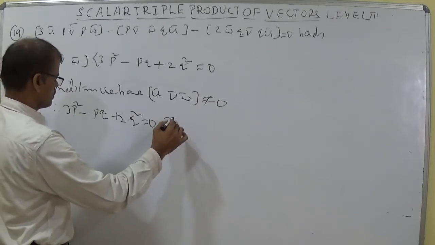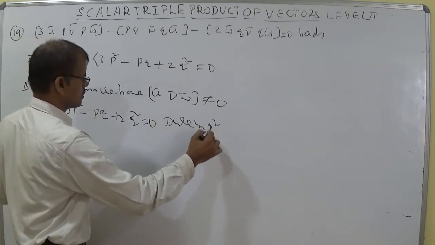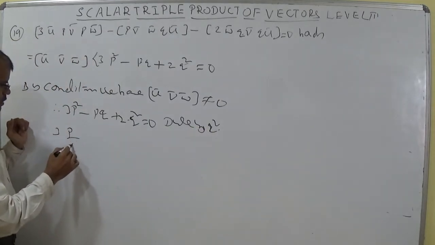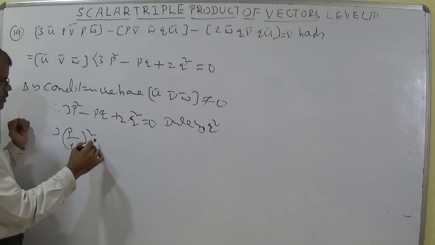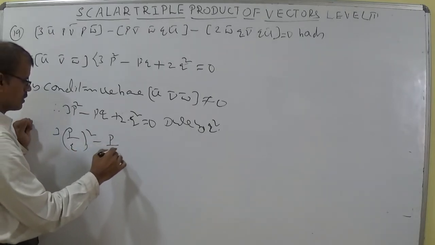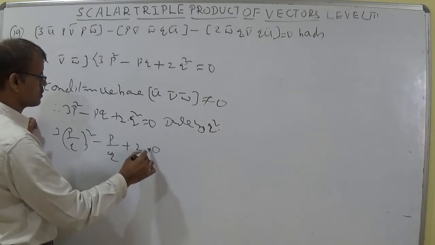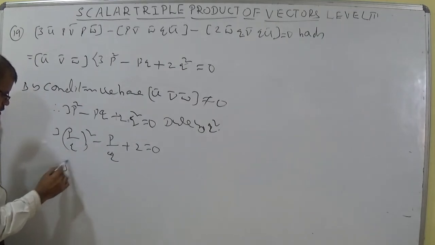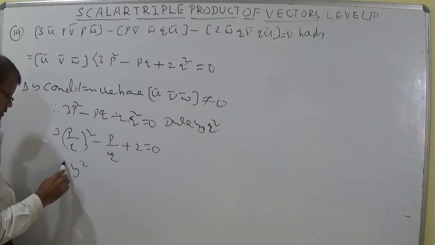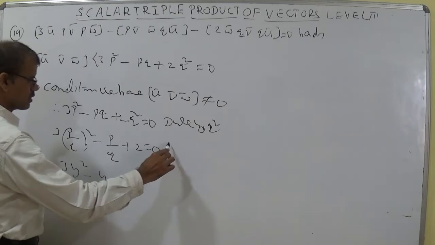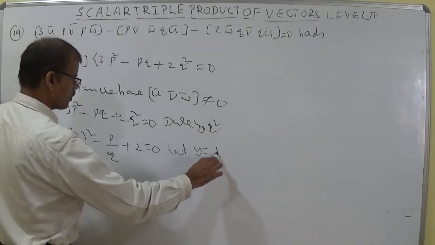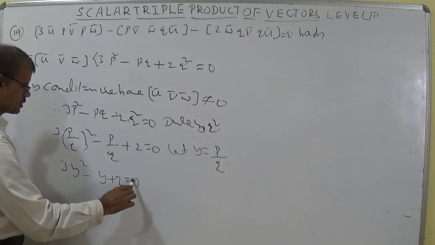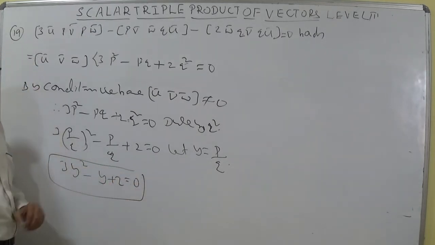We do one thing, divide by q square. So you can write here 3 times p by q whole square minus p by q plus 2 equal to 0. Here this is 2, not q. So 3y square, let me write, y is equal to p by q. 3y square minus y plus 2 equal to 0. This is the quadratic equation we got.